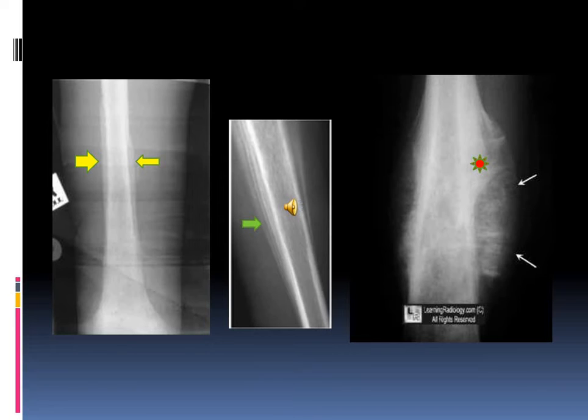Lastly, the last image, we notice that the bone is surrounded by an area of soft tissue swelling, and this is an example that some tumors can be surrounded by soft tissue swelling.